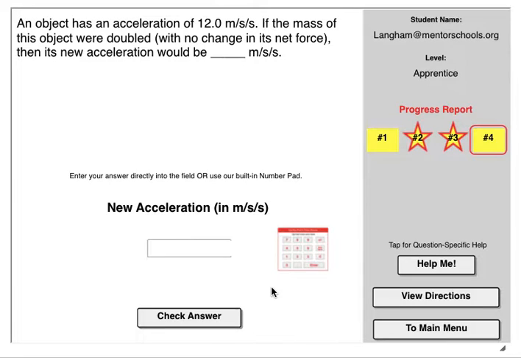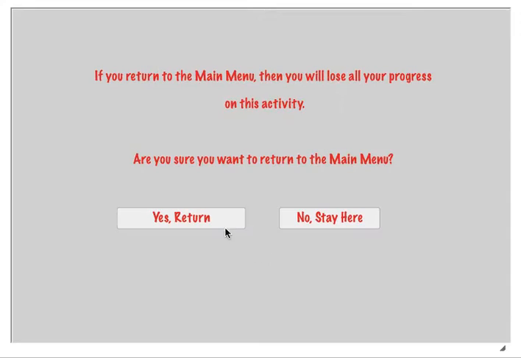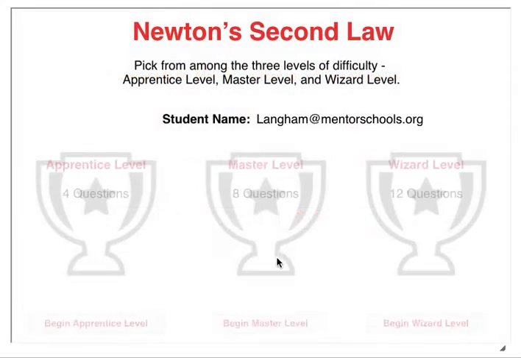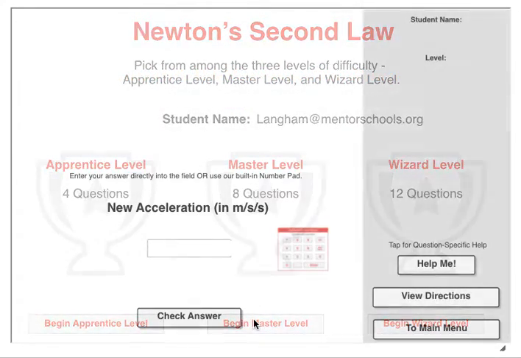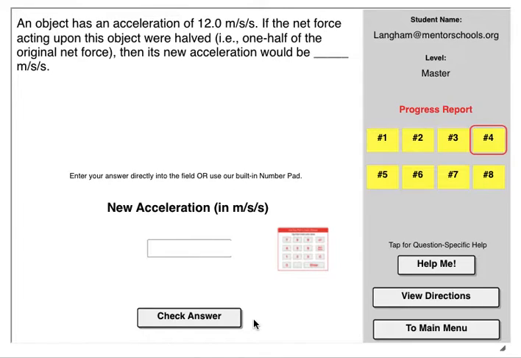And the nice thing about this one is all levels are pretty much the same. So let's go back to the main menu. Go to the master level. So we have a scenario here. It says an object has an acceleration of 12 meters per second squared. If the net force acting on the object is halved, meaning 1/2 of the original force, then what's its new acceleration?